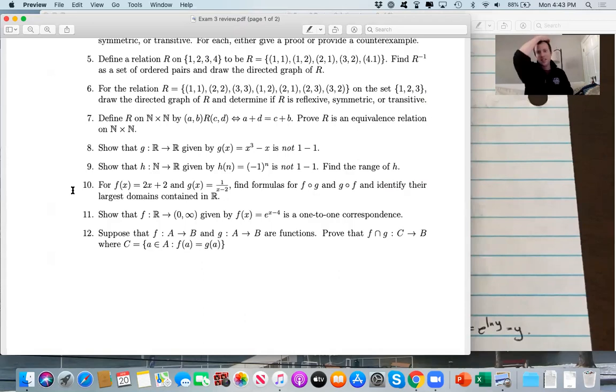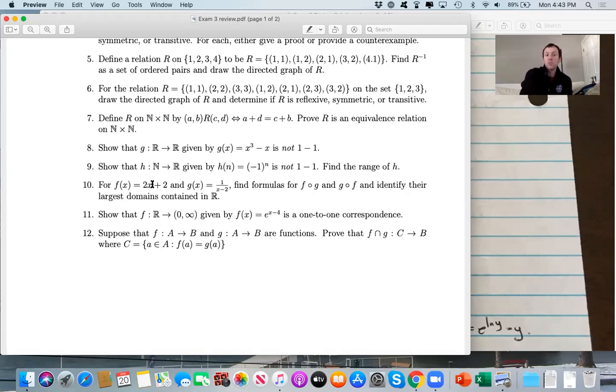10 here, this is, in some sense, the kind of problem that you could have seen in pre-calculus. It says compose these two and find their domains. So the largest domains contained in R, meaning you could say, well, what about complex numbers or something like that? No, we're saying if you're only allowed to put in real numbers, what is the largest possible domain?